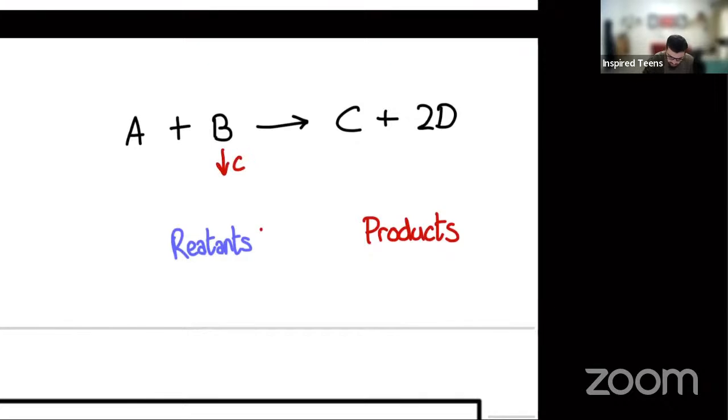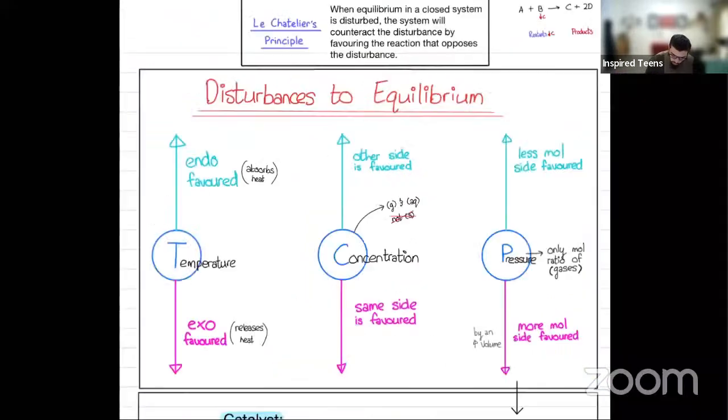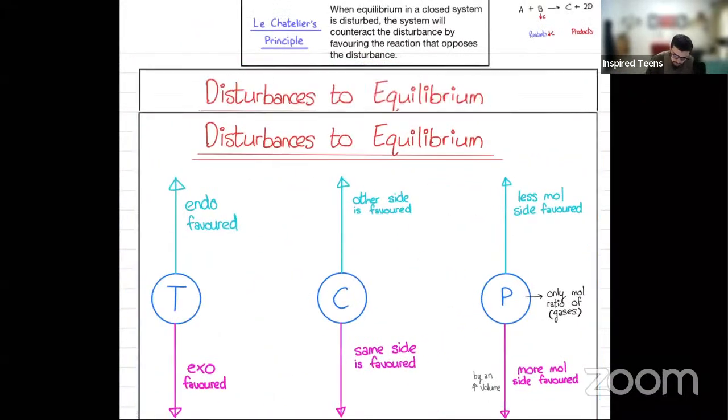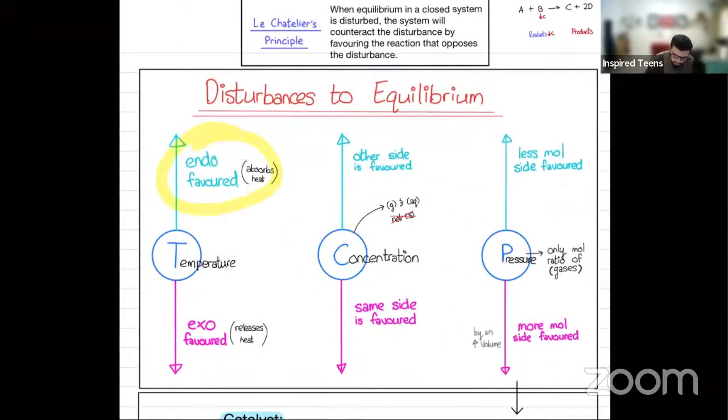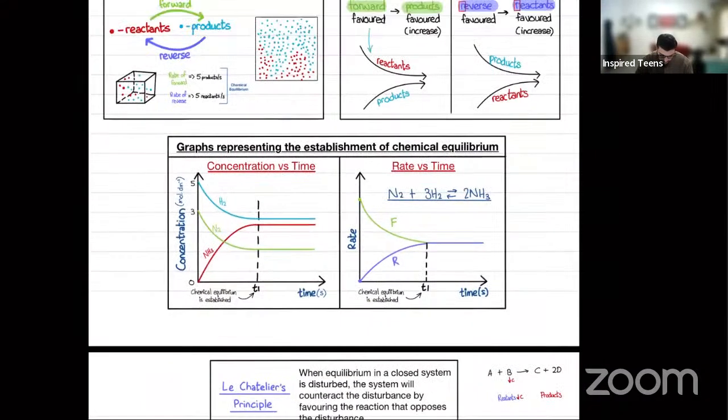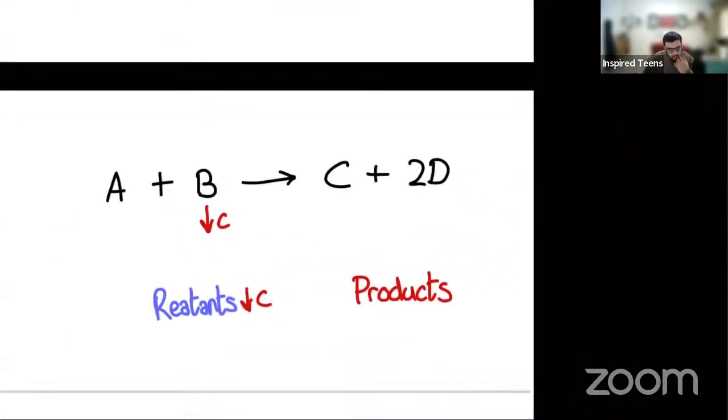So we decrease the concentration of a reactant. According to Le Chatelier's principle, by the way, all of these are according to Le Chatelier's principle. Le Chatelier's principle states that these are the changes that will occur. This is what the system will do in order to counteract that disturbance. Okay, so when you decrease the concentration of something, the same side is favored. So you're decreasing the concentration of a reactant, the same side is favored. If you want to favor reactants, you favor reverse reactants. So the reverse is favored.